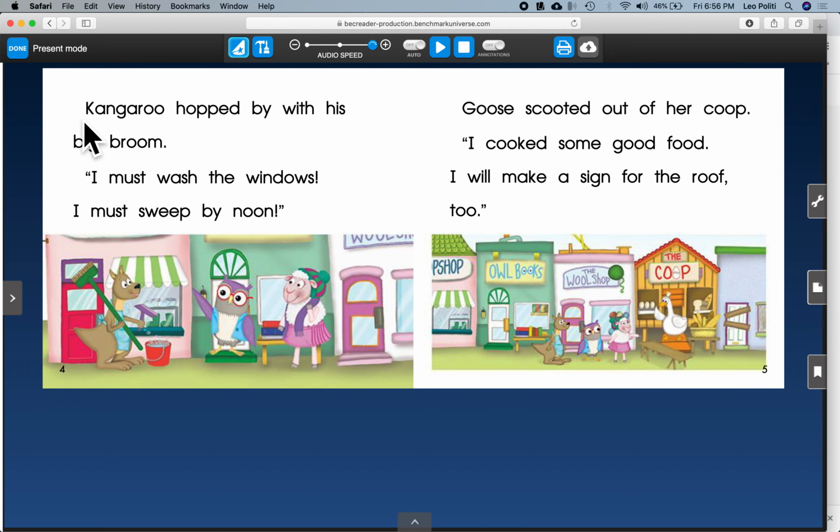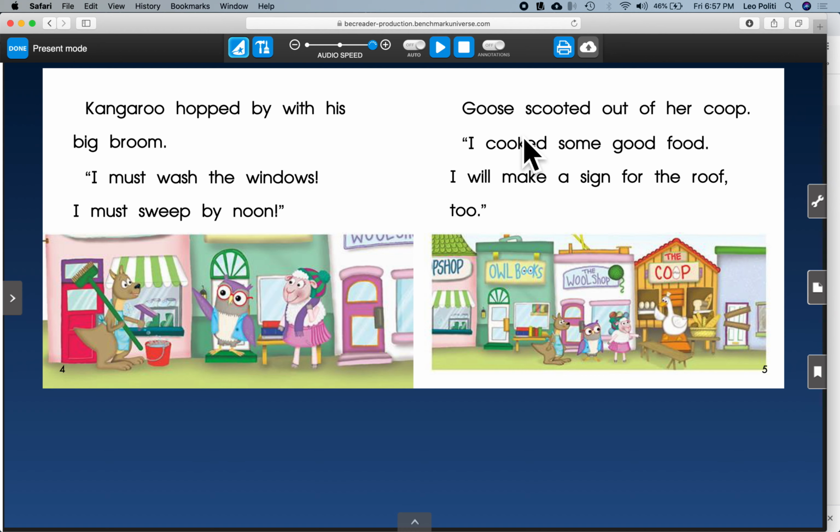Okay, and let's read it again. Reread. Kangaroo hopped by with his big broom. I must wash the windows. I must sweep by noon. Okay, so he has to sweep by noon. Noon is another way of saying 12 o'clock. So when it's 12 o'clock, that's like in the middle of the day, right?